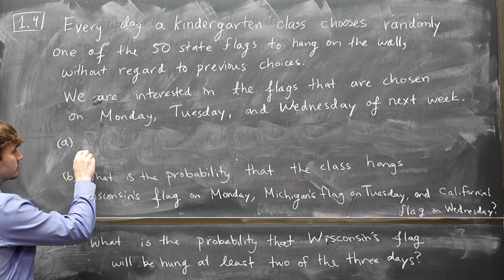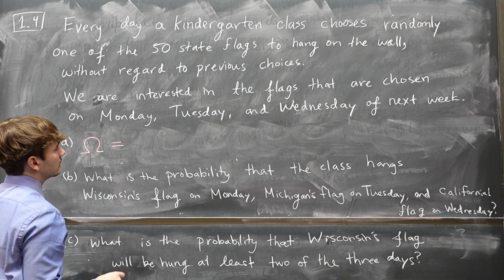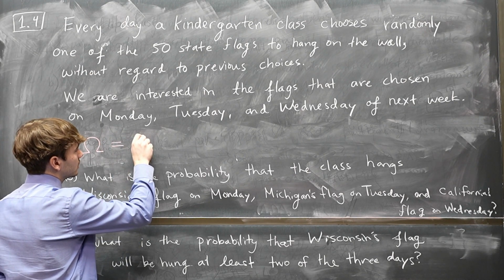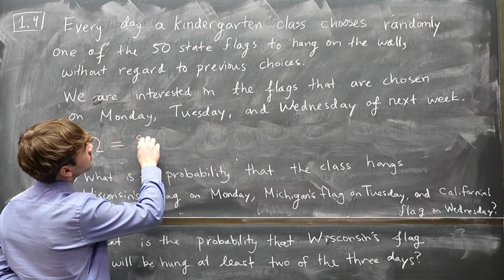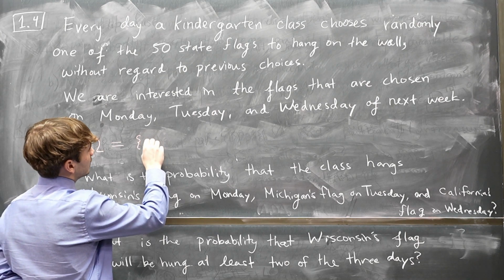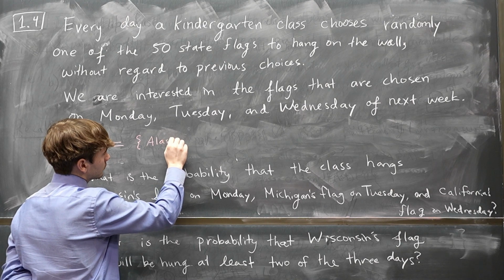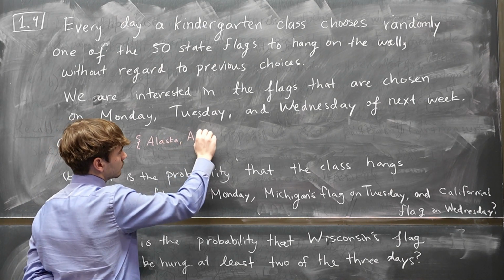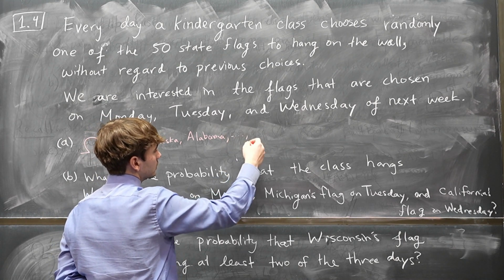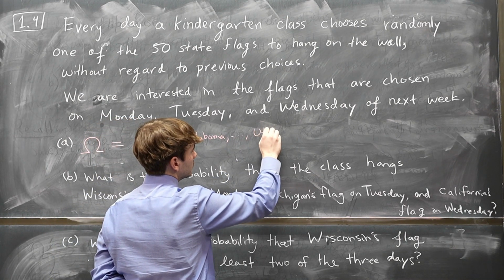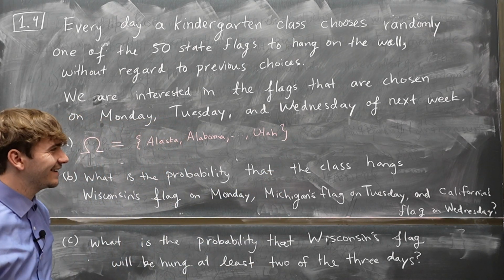So as we stated, omega is going to be equal to, if I look at the set of 50 state flags, so Alaska, Alabama, and then all the way maybe to Utah. I apologize if I missed your state.